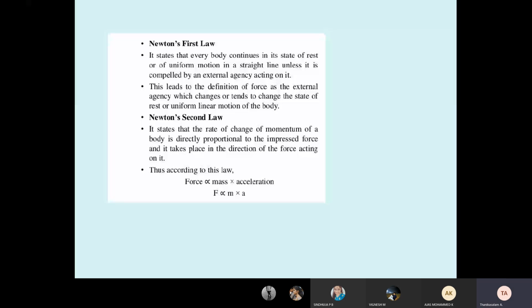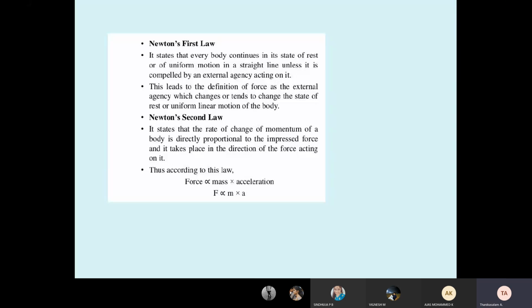That is the statement. Once the body is continuously at rest or in uniform motion, unless any force acts on it, there are only two conditions. Any body is either continuously at rest or in uniform motion, unless it is compelled by an external action.